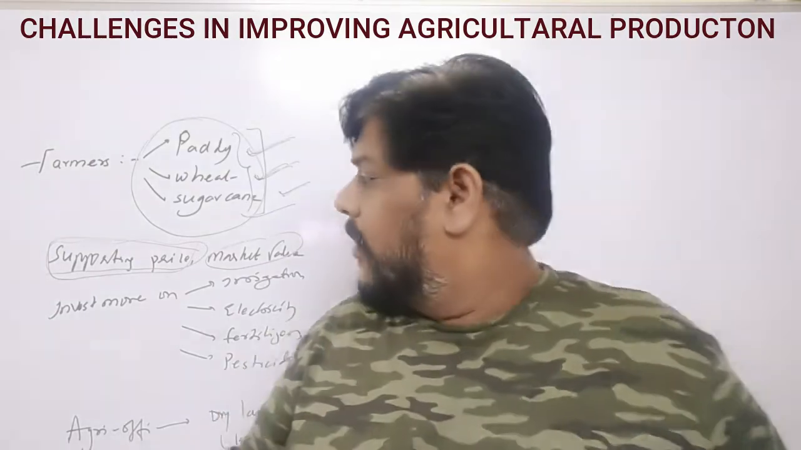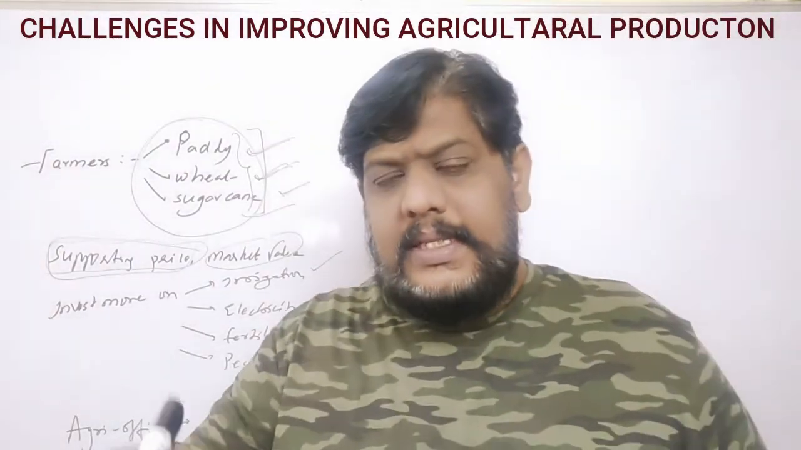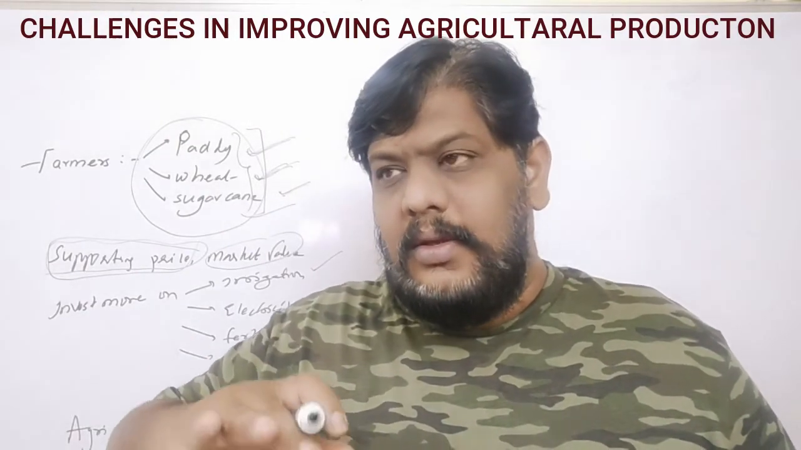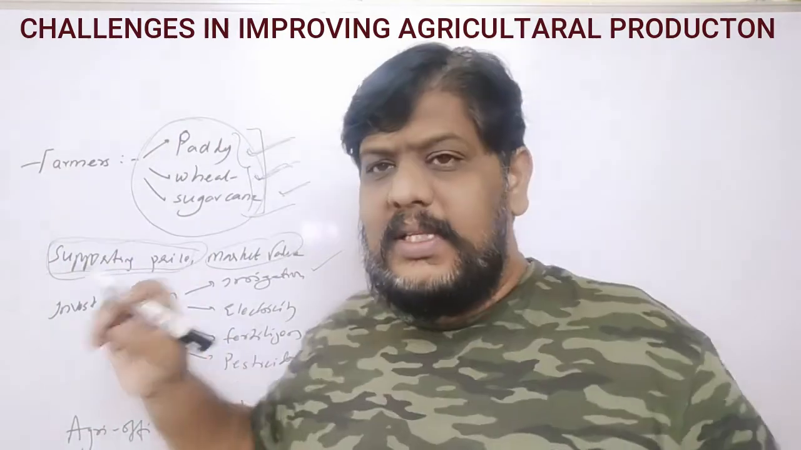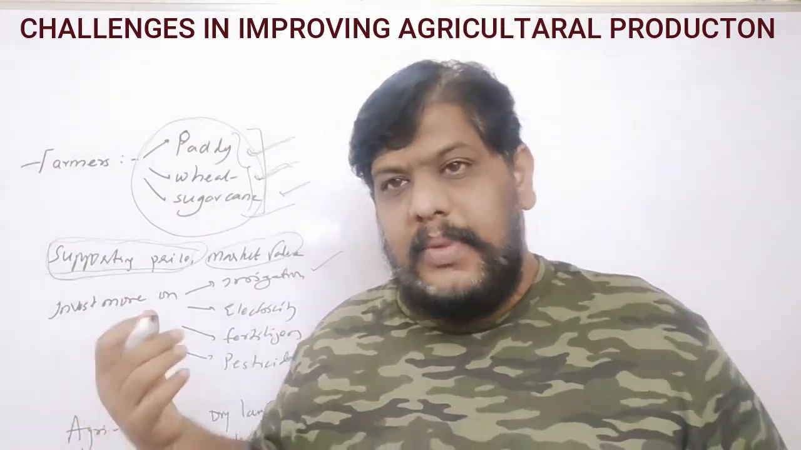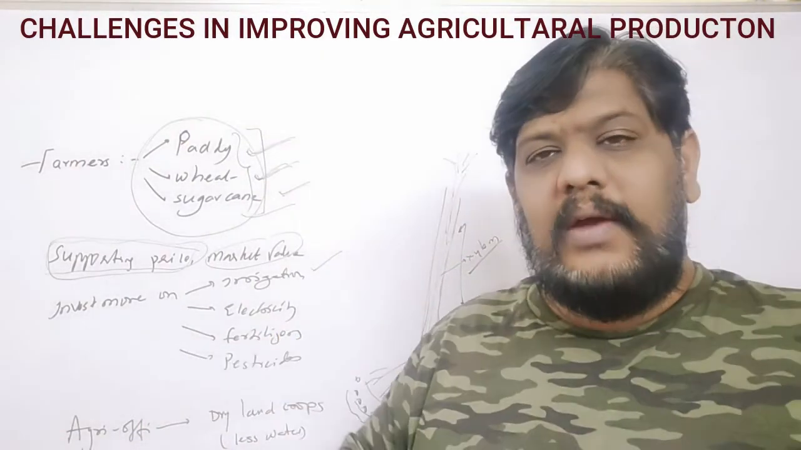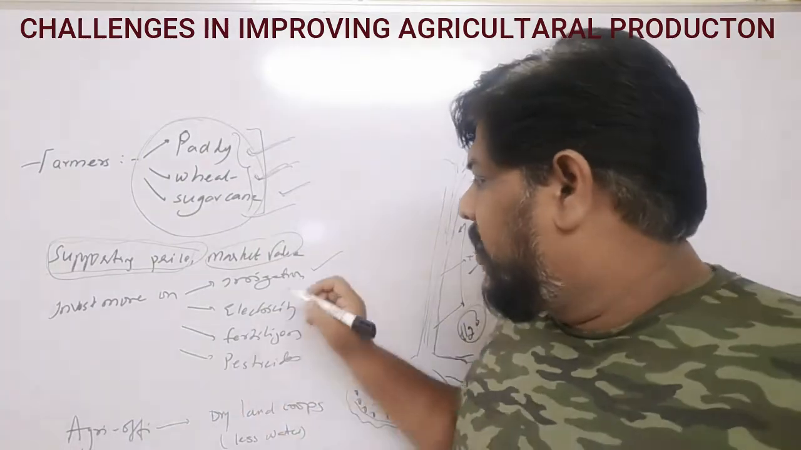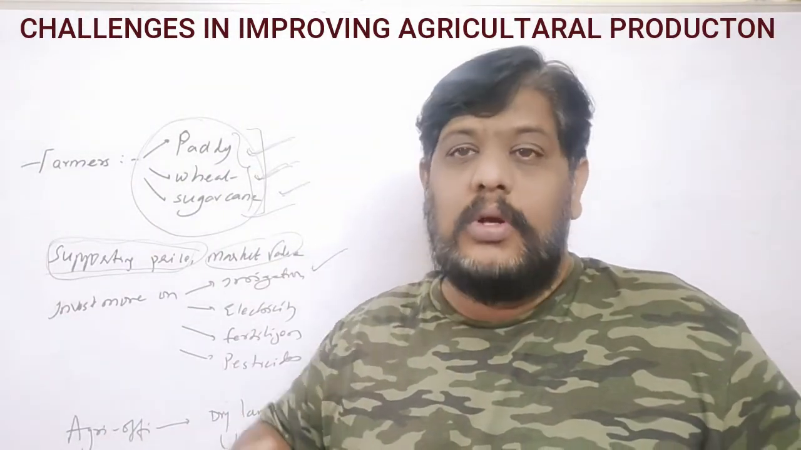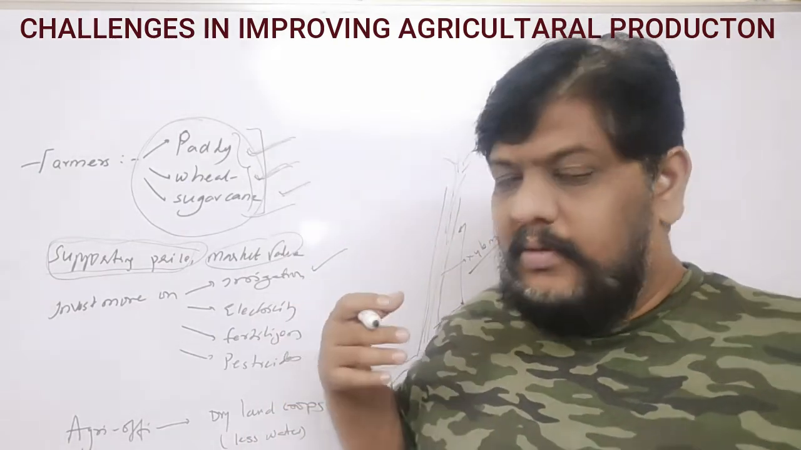Okay, so now just assume the farmer is going into these three crops. These are the plants which require more water. So they have to invest a lot of money, especially on irrigation. They have to run the motors and give the plants plenty of water.